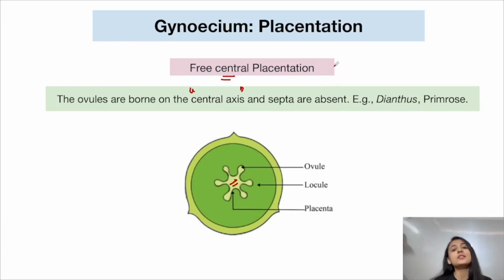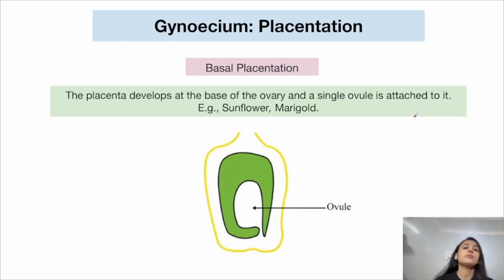This kind of placentation is known as free central placentation, which is seen in dianthus and primrose. Okay. Now let's come to the basal placentation. In basal placentation, as the name suggests, the placenta develops at the base of the ovary. So this is where the placenta develops. This is the base of the ovary. And a single ovule is attached to the placenta.